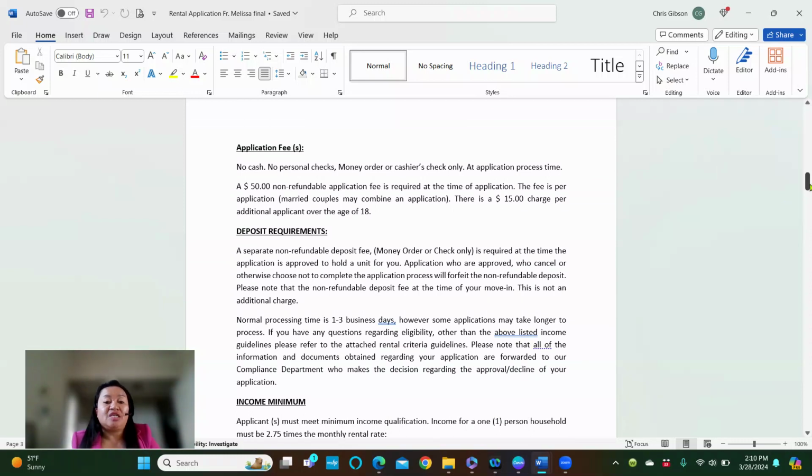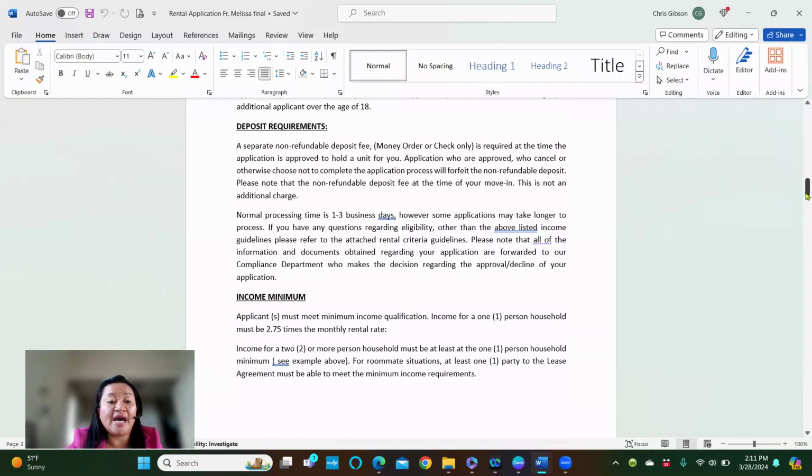So the application fee. We accept no cash, no personal check; only money order or cashier's check. We must have a $50 application fee. That payment is for the background check, and there is an additional $15 for each additional applicant over the age of 18. So the deposit: for us, we don't have a deposit, but we have a non-refundable move-in fee. It must be a money order or check only.